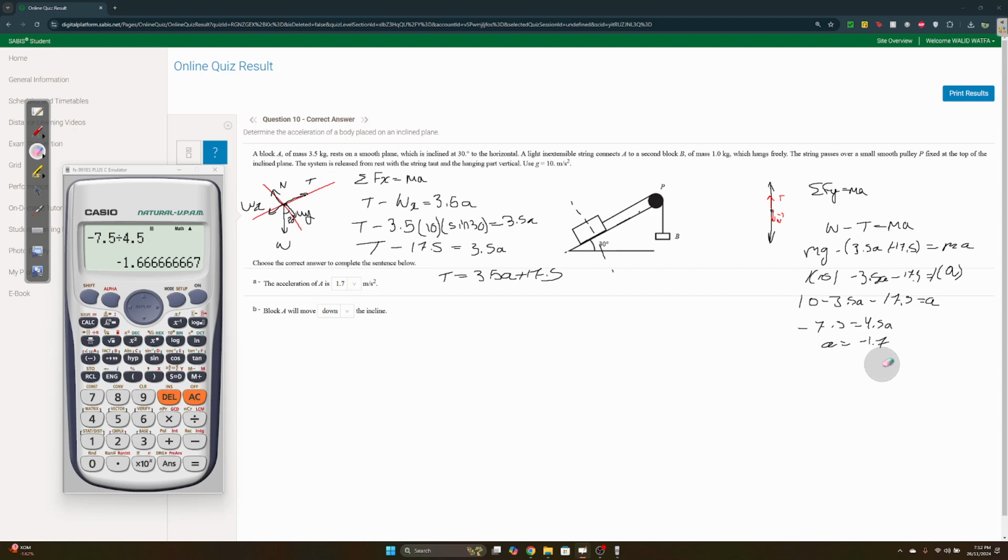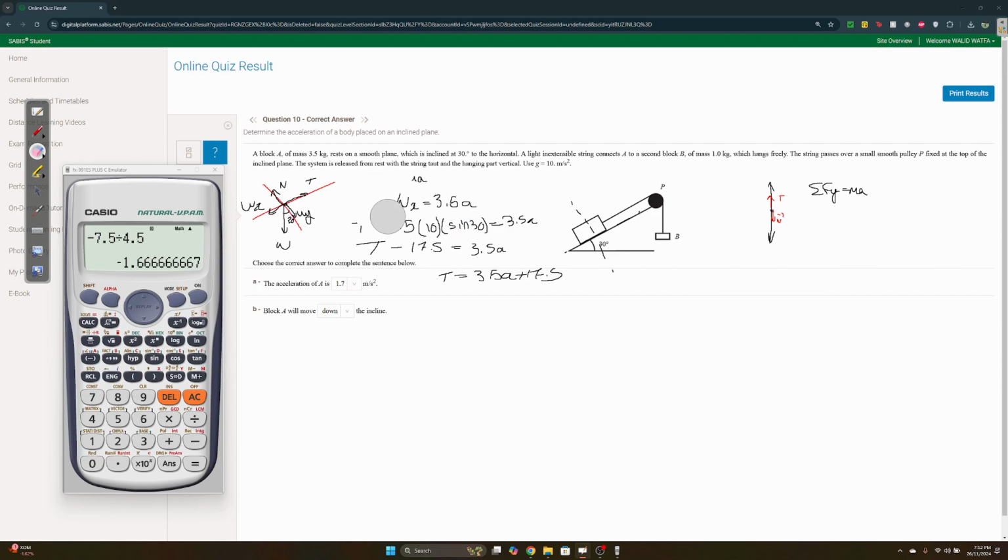So since I got a negative answer, that means the acceleration is not in the direction I chose it to be. I chose it to go up. It means I have to go back, resolve and do it again. Instead, we're gonna go down. We chose up the first time. So we're gonna do wx minus t is equal to ma, because we're using sigma Fx is equal to ma.